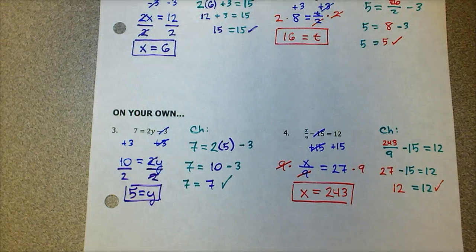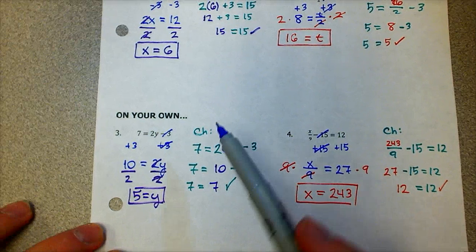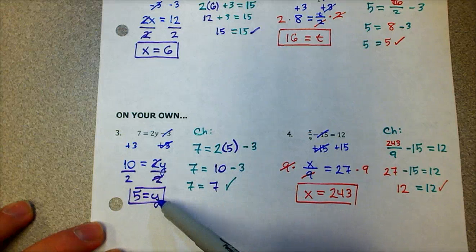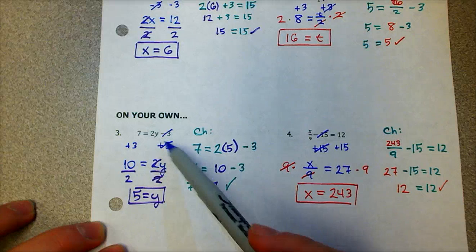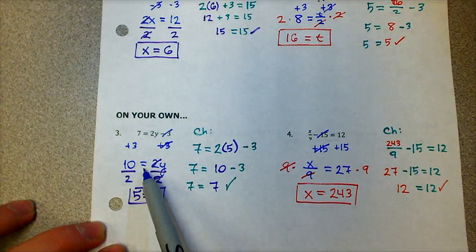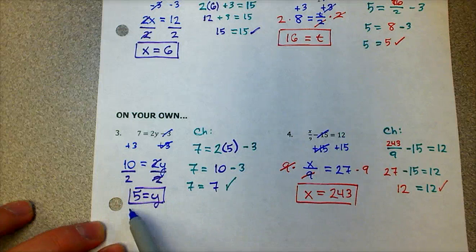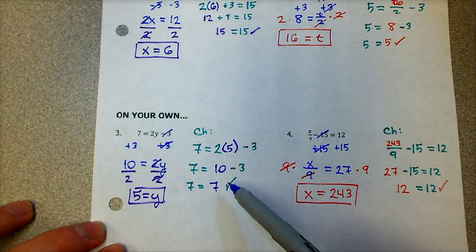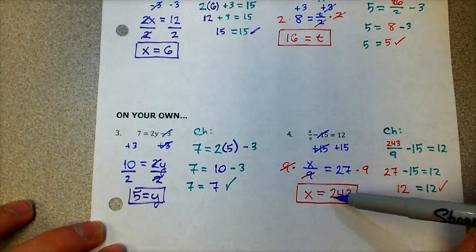Okay, so here is the work for 3 and 4. Be sure you're checking your answers, making sure you have all this work on your notes. So for number 3, you should have gotten the solution y equals 5. We add 3 first on both sides to get the equation 10 equals 2y, and then we need to divide both sides by 2 to get y equals 5. Here's how your check should look for number 3.